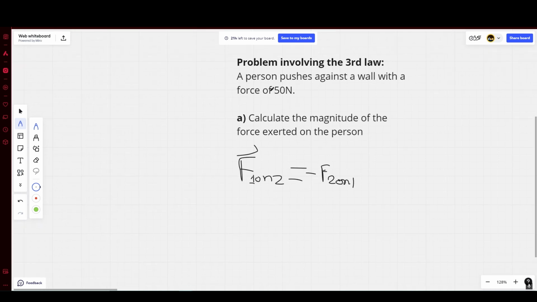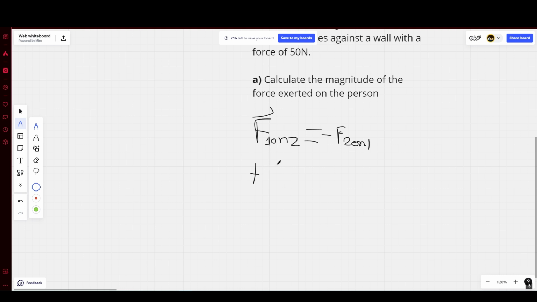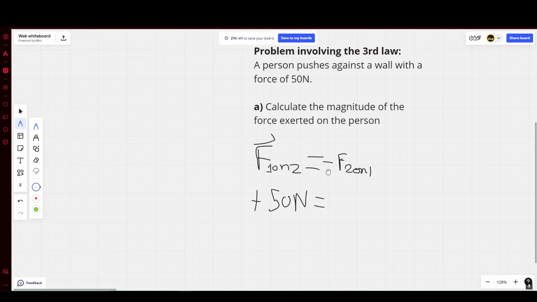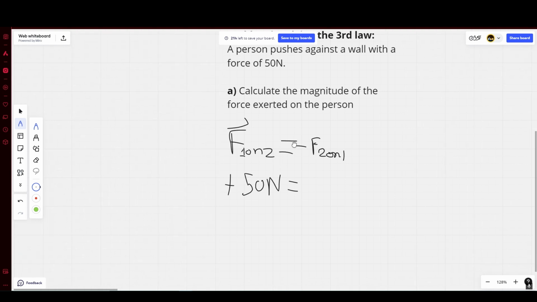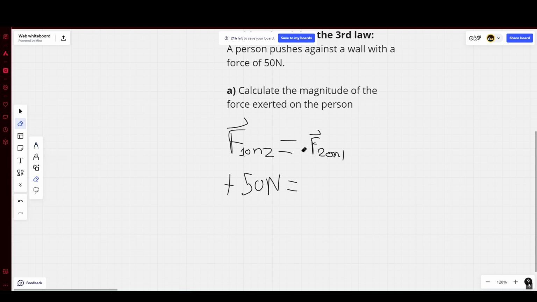So if we know that, let's just say he was pushing to the right, then we'll say positive 50 newtons is the force the person applies on the wall. Well, oh wait, whoops, hold on. I think I could have done a better explanation here. Forget about the negative sign over there. Alright, we'll just erase this.